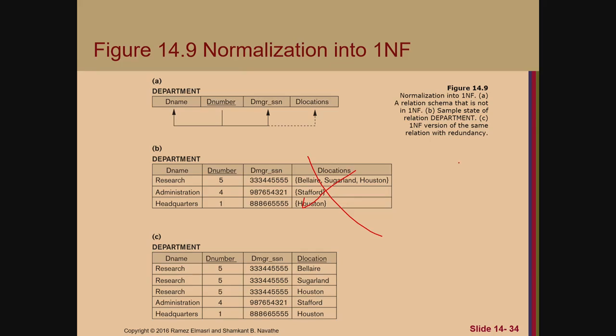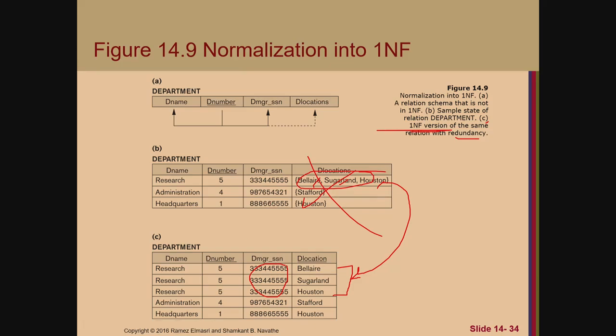So, if it does not satisfy, what should we do? C is the first normal form version of the same relation with redundancy. Not a good one, but it already satisfies the first normal form. So we changed the multi-value attribute here, separating the three values in the multi-value attribute array into three rows. There is a lot of duplicated information, but it already passes the first normal form.